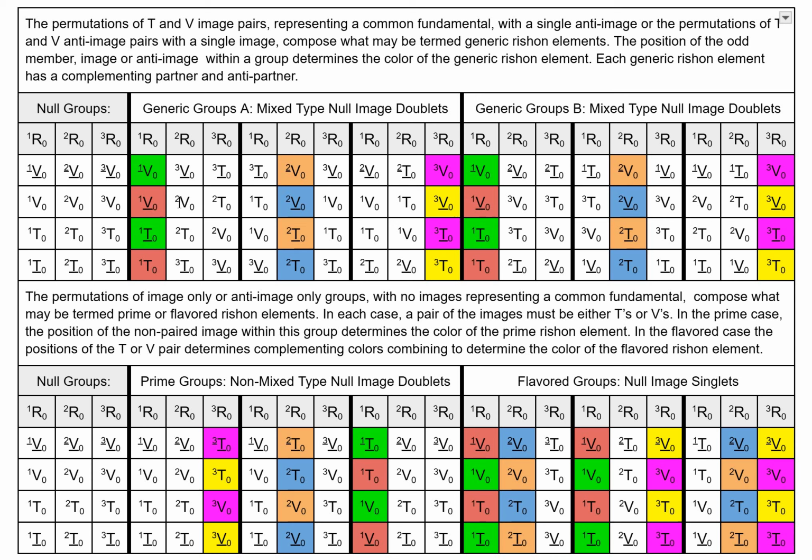And of course, each generic element will have a complementing partner, meaning that if its anti-partners here are designated 1, there should be anti-partners also designated 3. And its anti-partner, which in this case we have this T and V designated 2, then we can go here and find the T and V designated 2 that are anti-T's and V's.